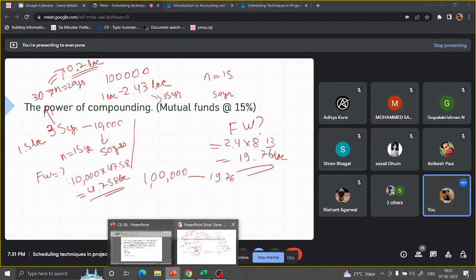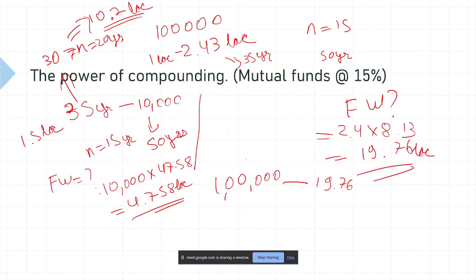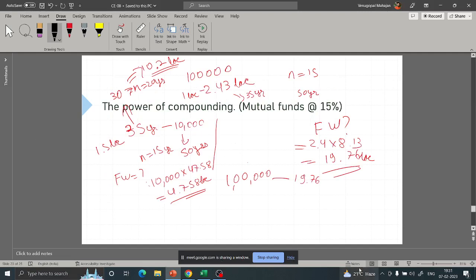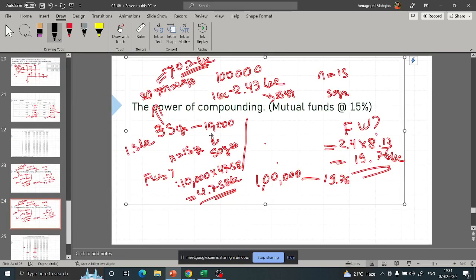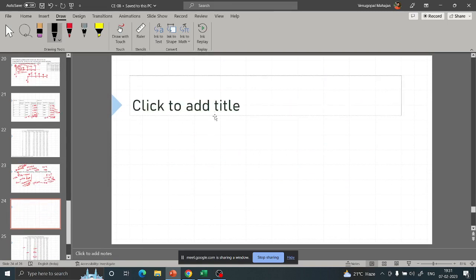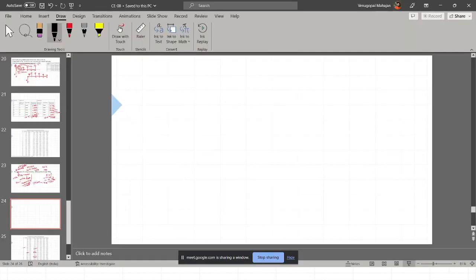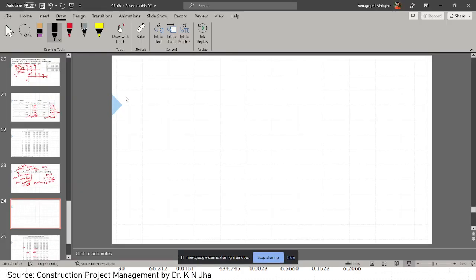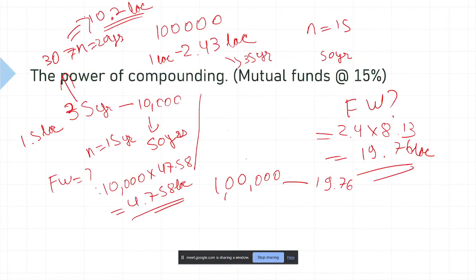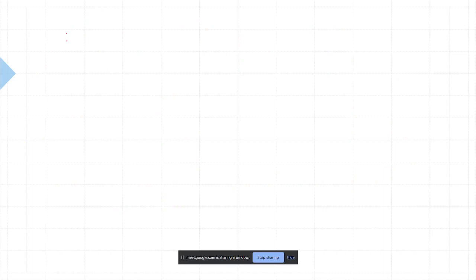Just give me a moment to add some empty slides. Okay, so we have got NPV and we have got IRR.